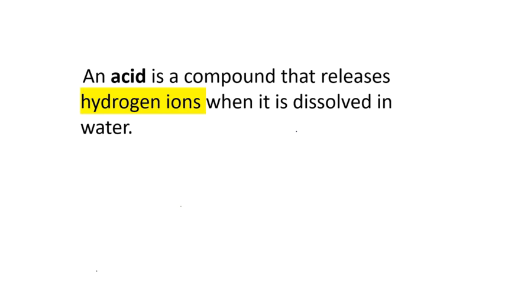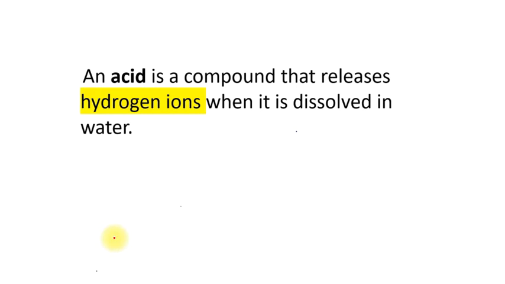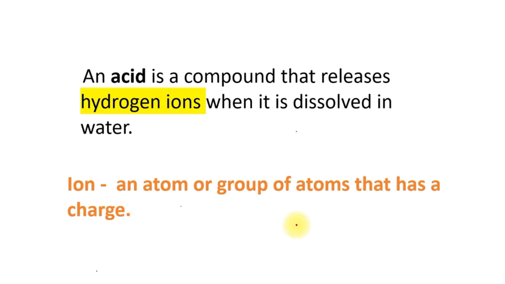Okay, so it said an acid is a compound that releases hydrogen ions when it is dissolved in water. Okay, what is an ion? So an ion is an atom or group of atoms that has a charge, and this charge can be positive or negative. Just a charge of some kind. I know sometimes we think about just positive, but it can be positive or negative. Okay?